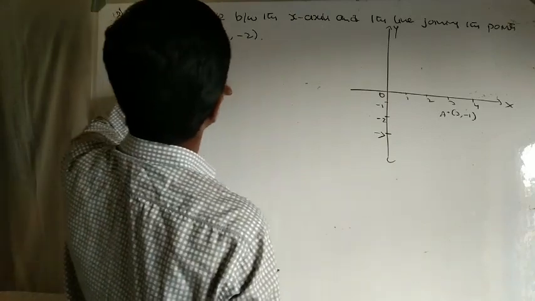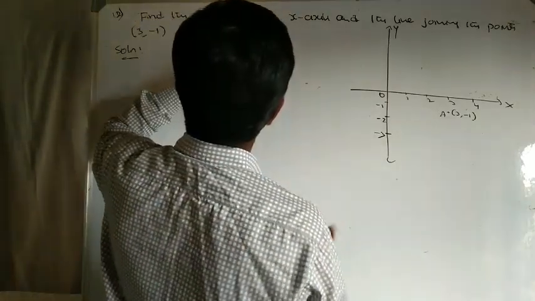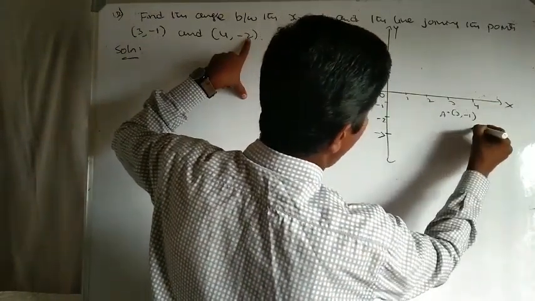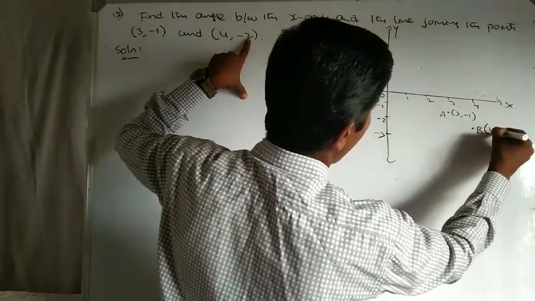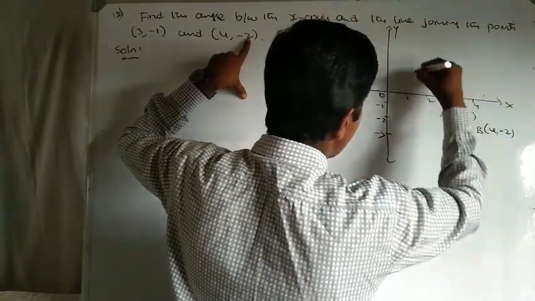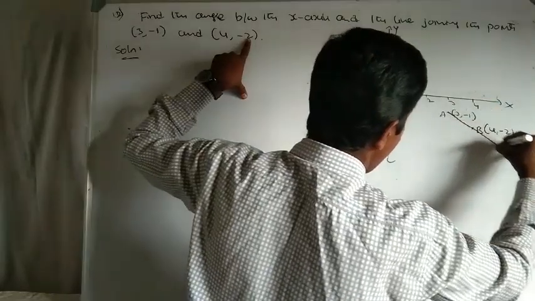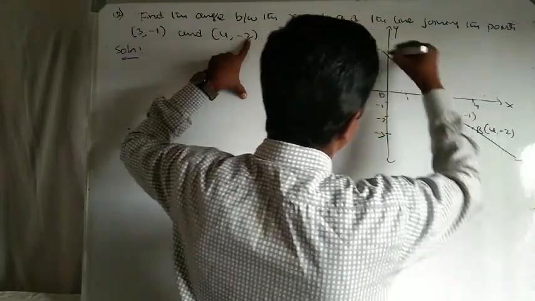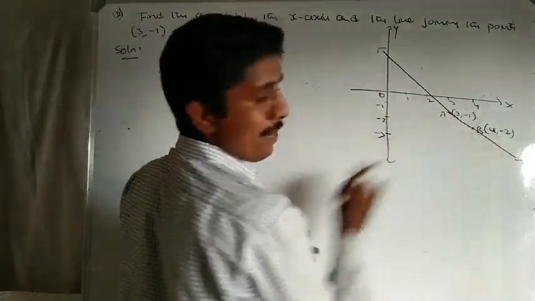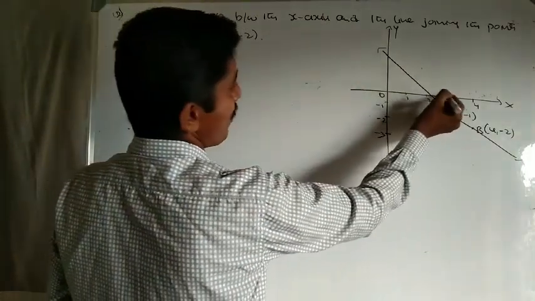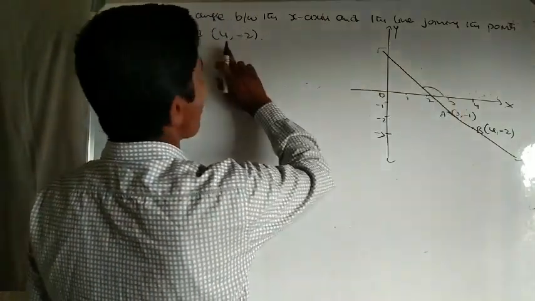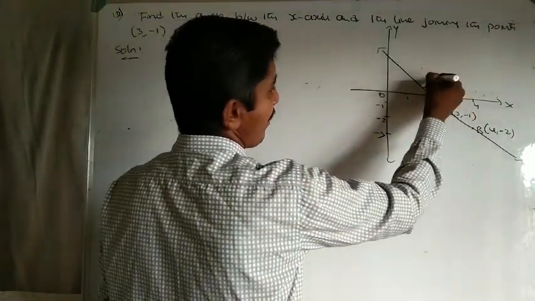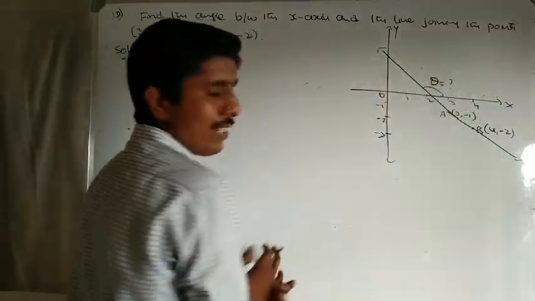So next, here second point, take B. X equal to 4, y equal to minus 2. B point, 4 comma minus 2. Join this. Join AB. Extend the line. This is AB line, mind it. Now to find the angle between the x-axis and the line joining the points, the AB line, we have to find this angle. Suppose this angle is theta, means we have to find theta value.